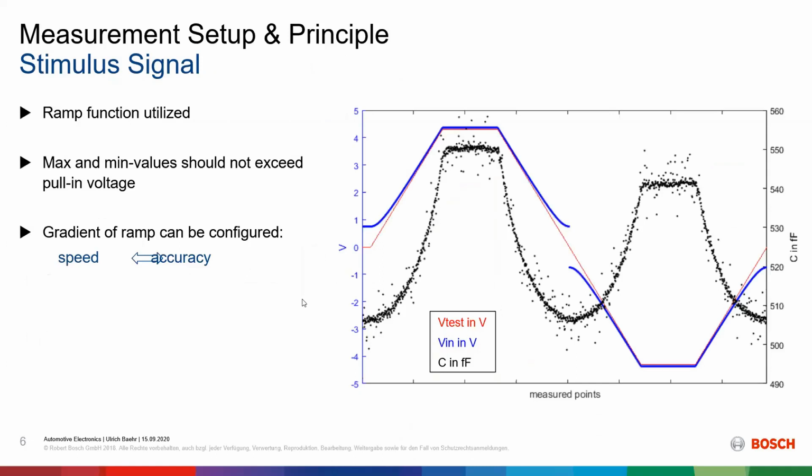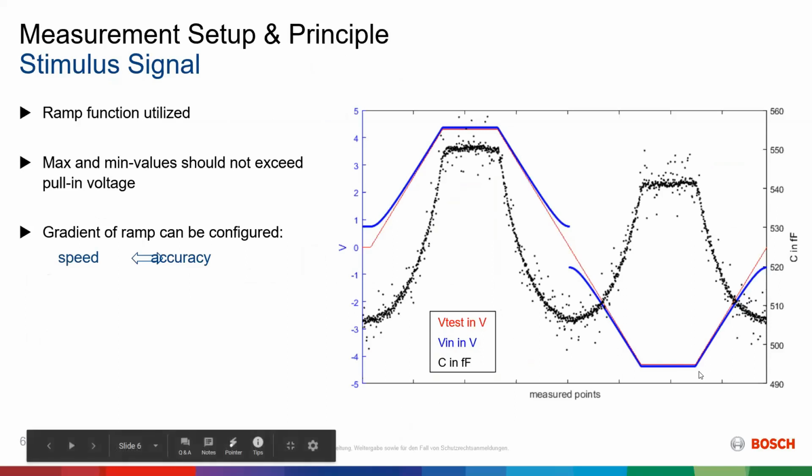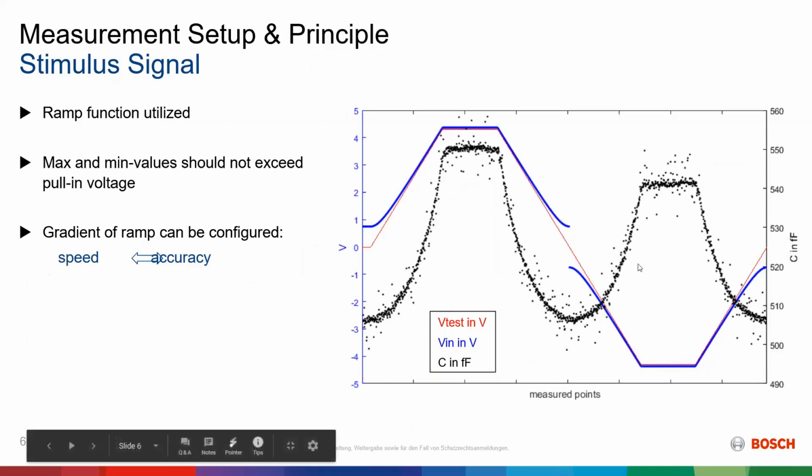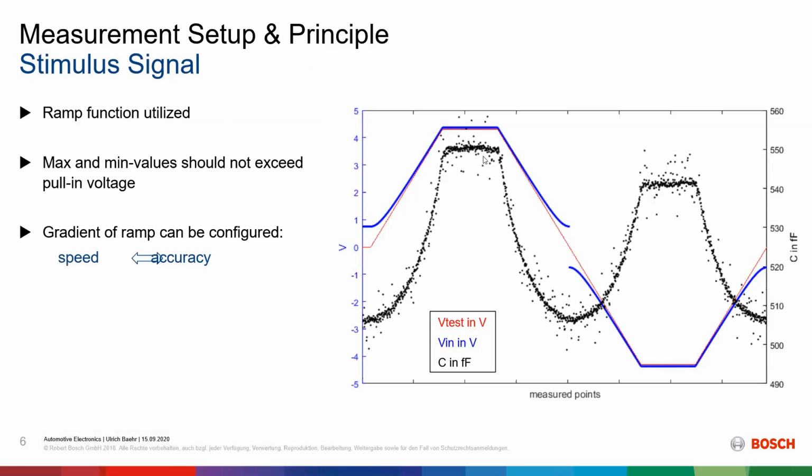So now to our stimulus signal that we are using to find out what our damping is. What we're using is a ramp function where we ramp up the sensor up to about 80% of the pull-in voltage, and from there we're going down into the negative and back up again. Of course, when we go into the negative, because the actual force is the square of the voltage, we see that the sensor is moving in the same direction. So what you see here in black is basically the response of the sensor, the capacity.